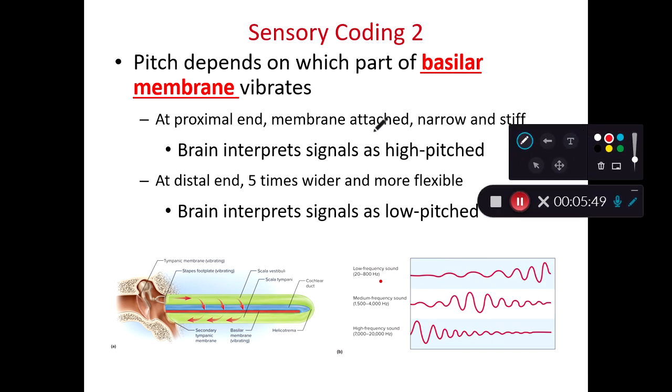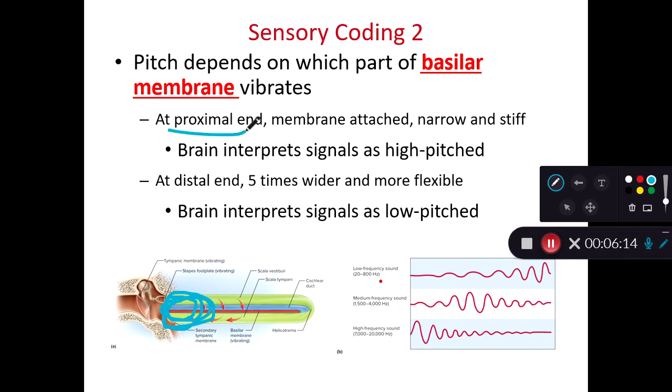So as we look at the pitch, so we talked loudness, let's talk pitch. As we look at the pitch, so high pitch versus low pitch, that depends on which part of the basilar membrane is vibrating. If we're vibrating the proximal end of the basilar membrane, that's very close to the auditory ossicles, that's going to be considered a high-pitched noise. Our brain interprets the proximal end vibrating as high-pitched noise.